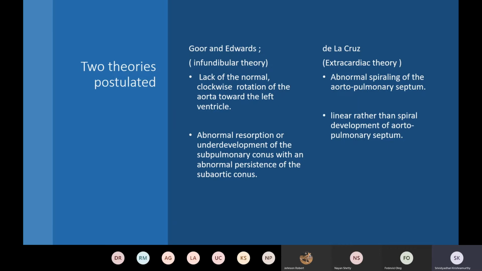So De La Cruz postulated another theory. As you saw in the previous video, the septum that divides the truncus arteriosus spirals out, and that spiraling doesn't happen. Instead, the septum is more linear, and that leads to the development of TGA.